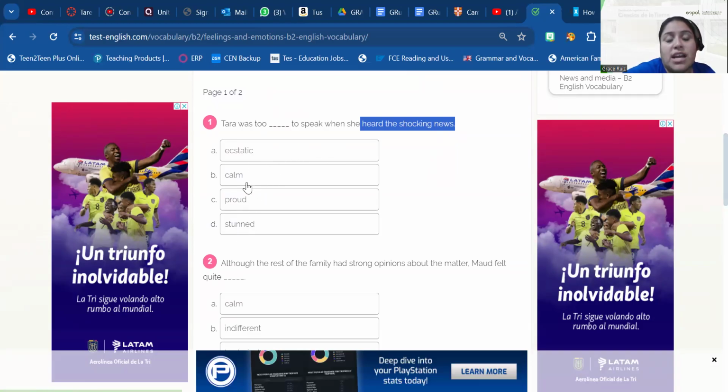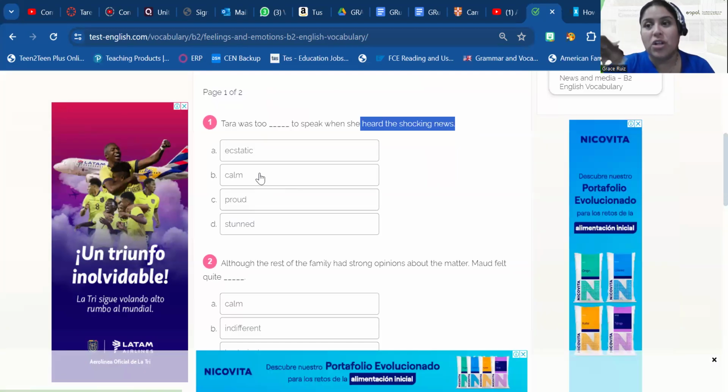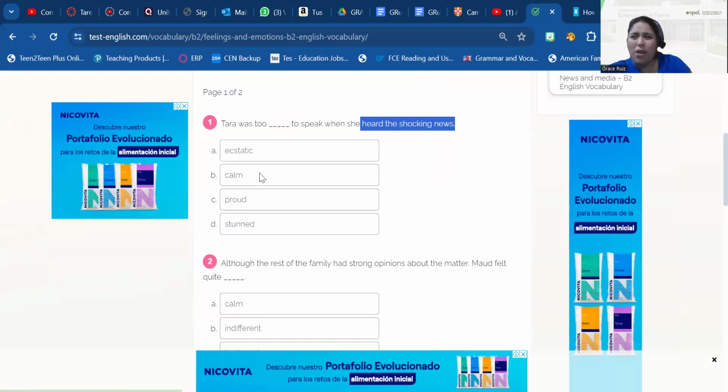What do you think is the correct answer? Well, let's do the process of elimination. Definitely it's not calm. If you're hearing something that's shocking, you're not going to feel calm. Now, you're not going to feel proud because it's not something that you've done or an effort that you've made. So technically, letter B and C are completely out of the picture.